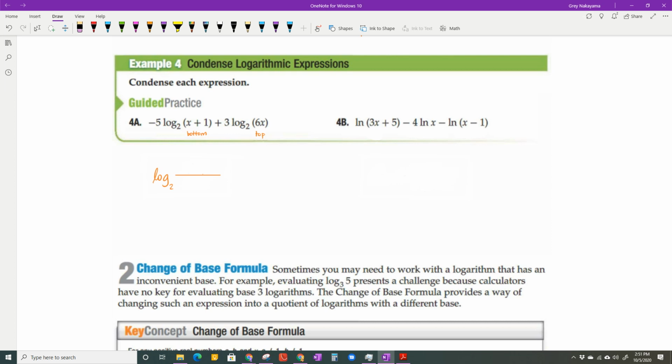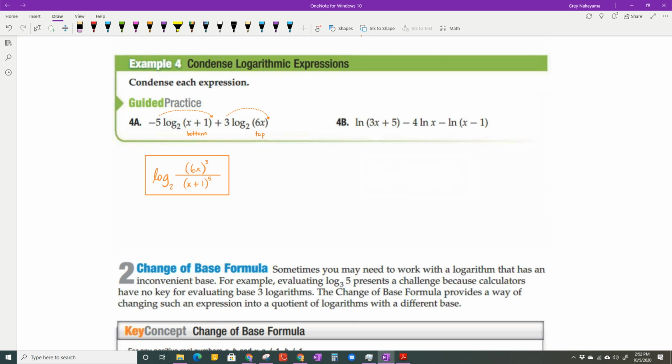Okay, when you condense, you are always condensing it to a single log. You only see the word log one time. And it doesn't matter the order, but I do have to remember that this 5 is going to be my exponent. So on the bottom, I'm going to have x plus 1 quantity to the 5th. And this 3 is going to be my exponent. And those parentheses are really important when you put the 3 there. And that is all you got there.